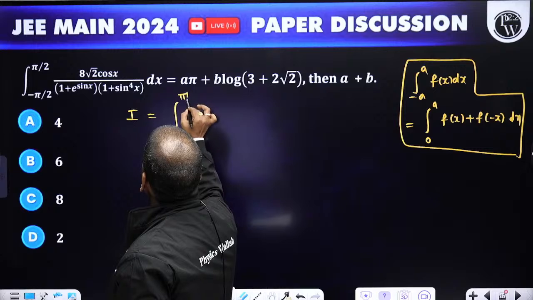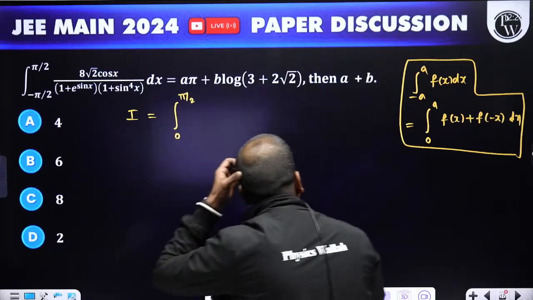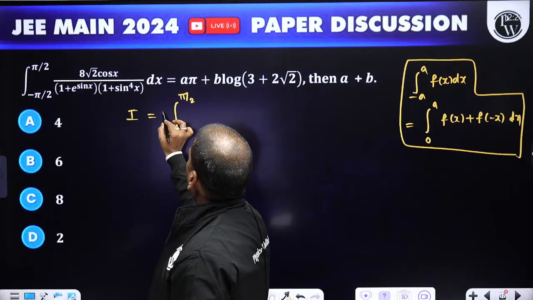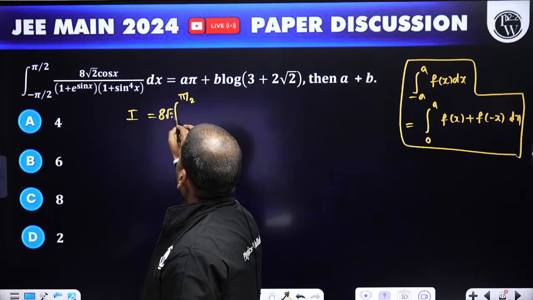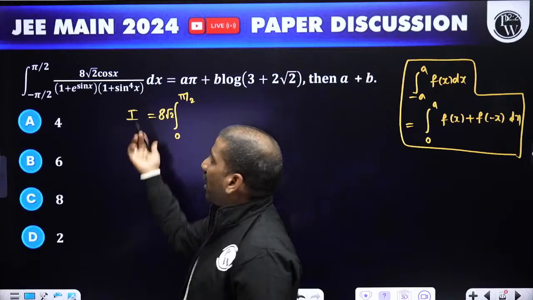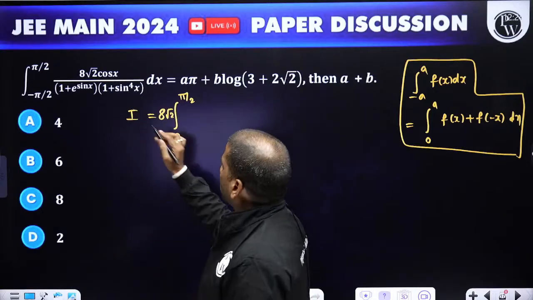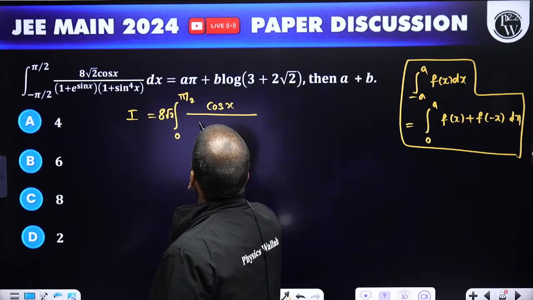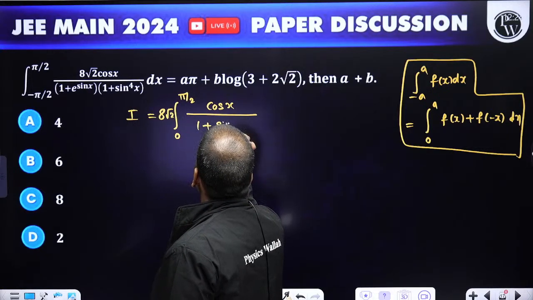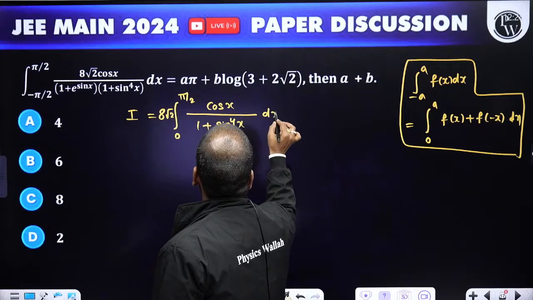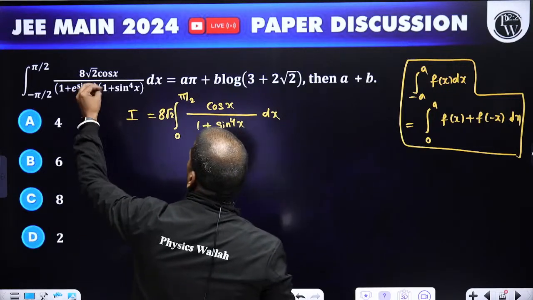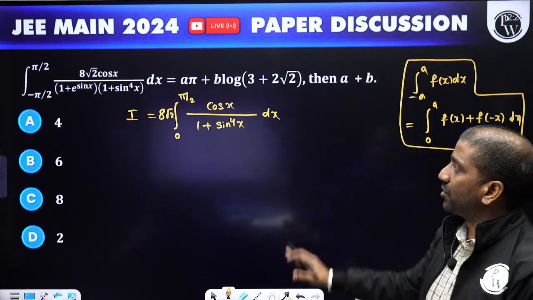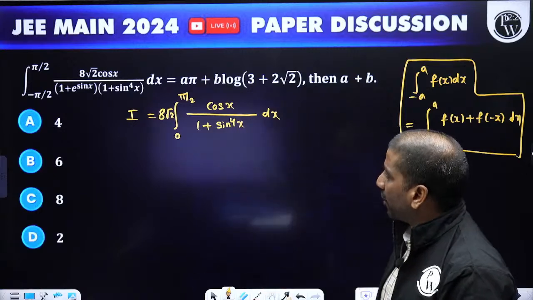0 to pi by 2. Minus pi by 2 to pi by 2 will become 0 to pi by 2. 8 root 2, leave as it is. Cos of minus x is equal to cos x only, so that part will get cancelled. What do you have? Cos x by 1 plus sin power 4 x dx. When we apply this, f of x plus f of minus x has a common term, and the remaining part will become 1.